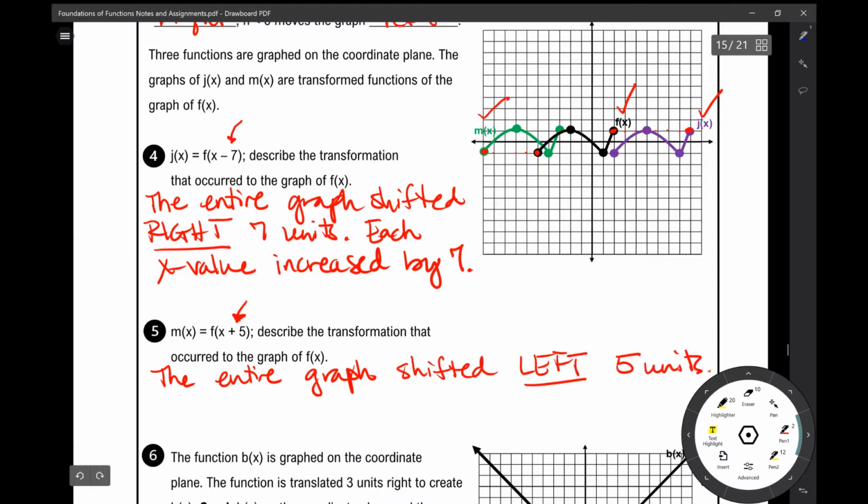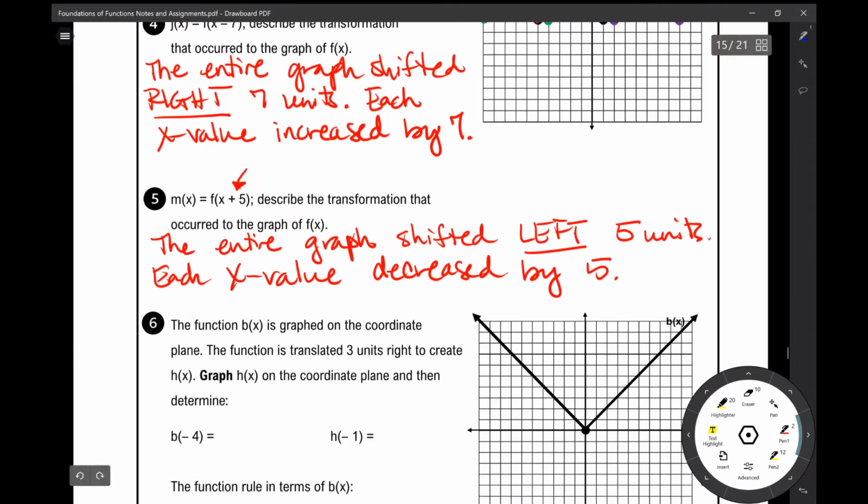Each x value decreased by 5. So each x value decreased by 5. So let's move on to number 6.